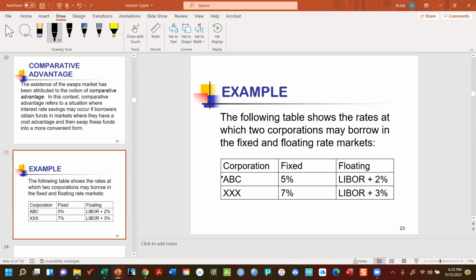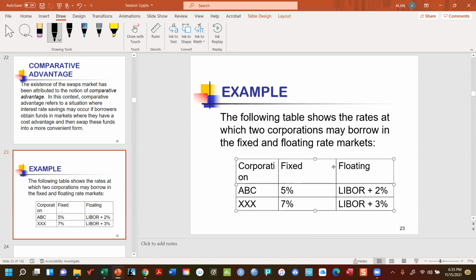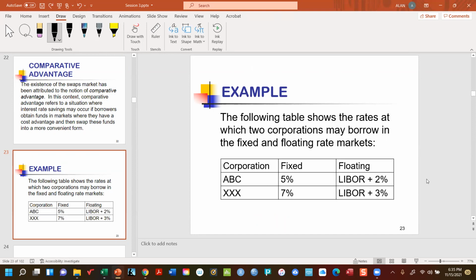So clearly, ABC is the more creditworthy of the two corporations. But interestingly enough, their advantage is different in the two markets. In other words, XXX pays only 1% more in the floating rate market and 2% more in the fixed rate market. So when the two corporations notice that, they can get together and find a way to reduce their borrowing costs and split the profits between them if they know what they're doing.